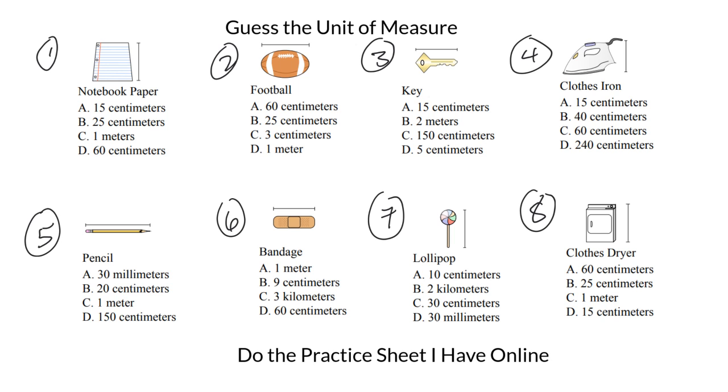So for a notebook, if I was looking at the height of our notebook paper, I'd look at it and say, okay, we've got 15 centimeters, 25 centimeters, 1 meter, or 60 centimeters. 60 centimeters is close to the length of my leg, so that'd be too much paper to write on. 25 centimeters looks almost right, so I would circle this as my possible length for a piece of paper.